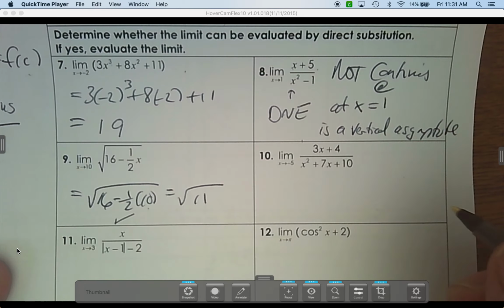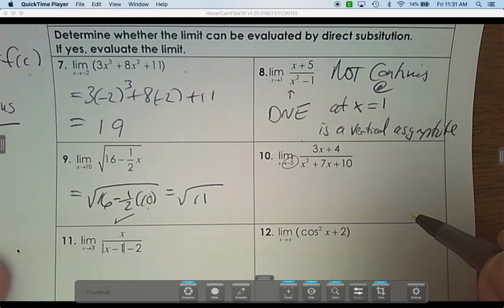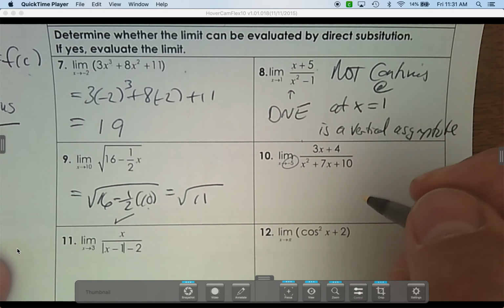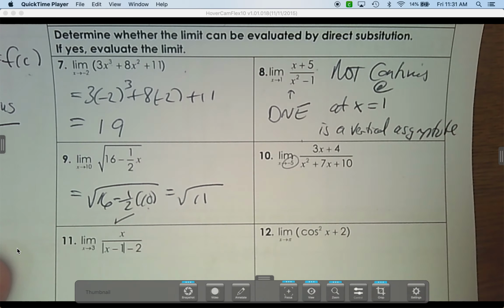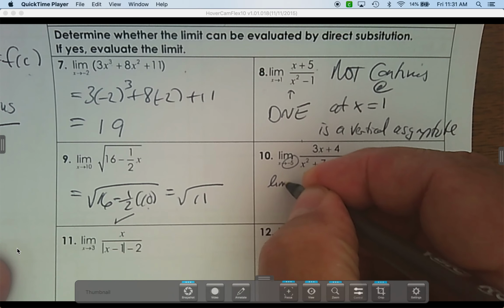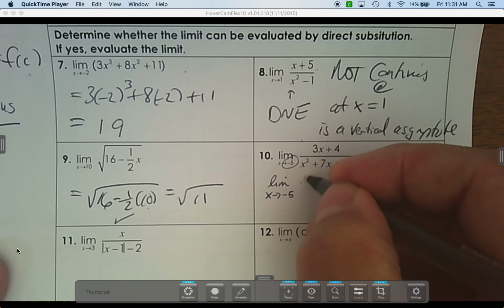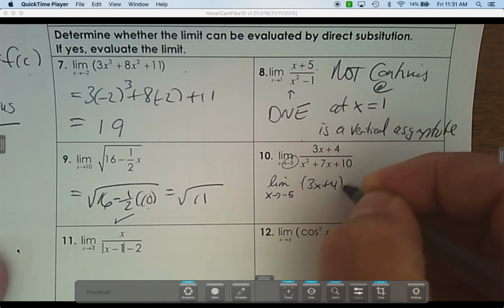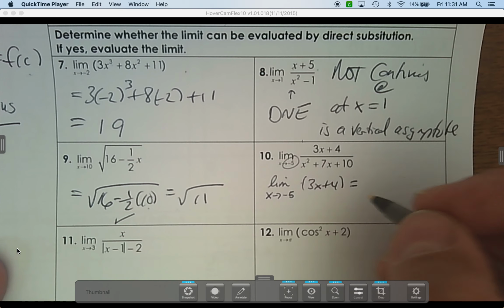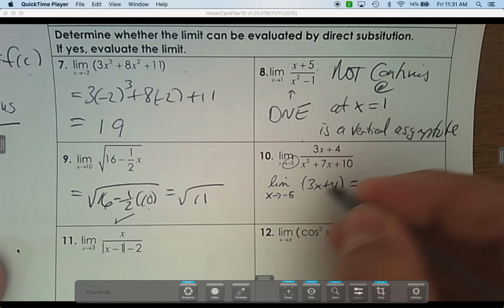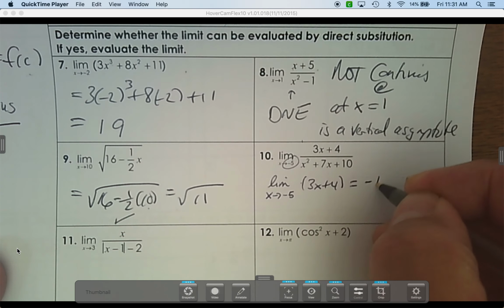10. Substitute in. And I want you to know this, that we can write this as two limits, and the AP exam would like it much better. So if I write it as the top limit, what does that equal? And the answer is negative 15 plus 4, which is negative 11.